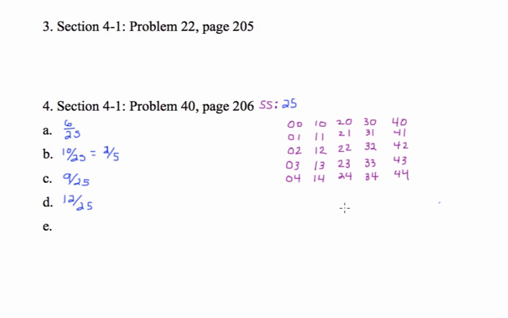And lastly, part E, the same number on both spins. 1, 2, 3, 4, 5. This happens 5 times. So 5 out of a total, our sample space is 25. So that's 1/5. Again, the number in your numerator is how many times it happens. The number in your denominator is the number of items in your sample space.